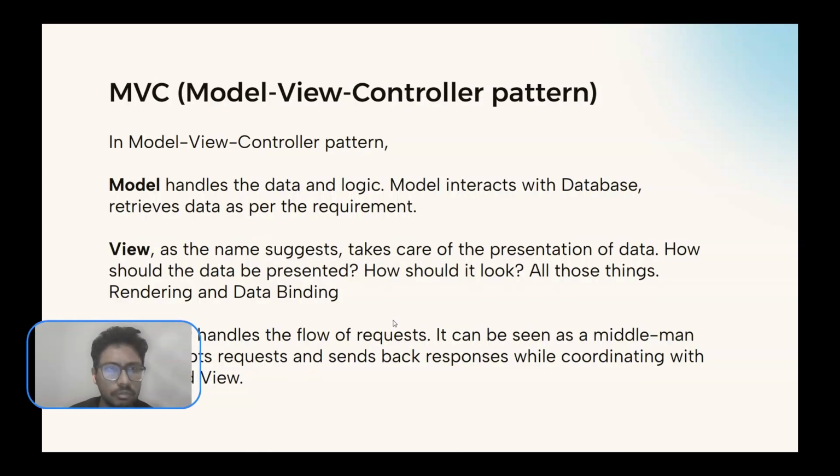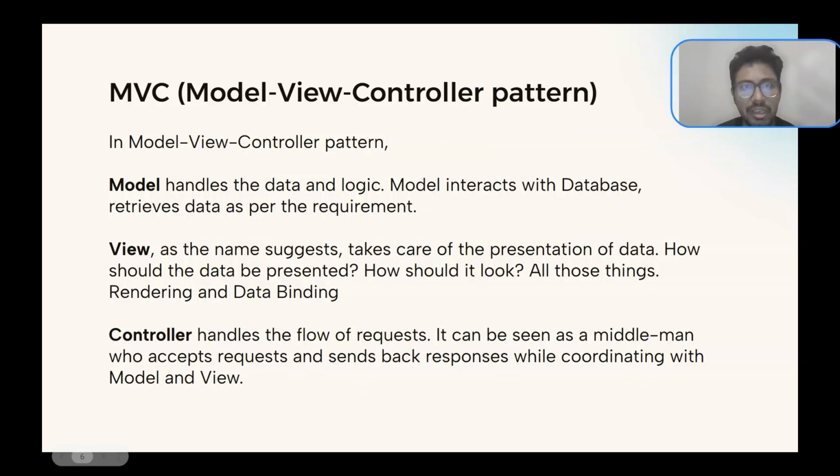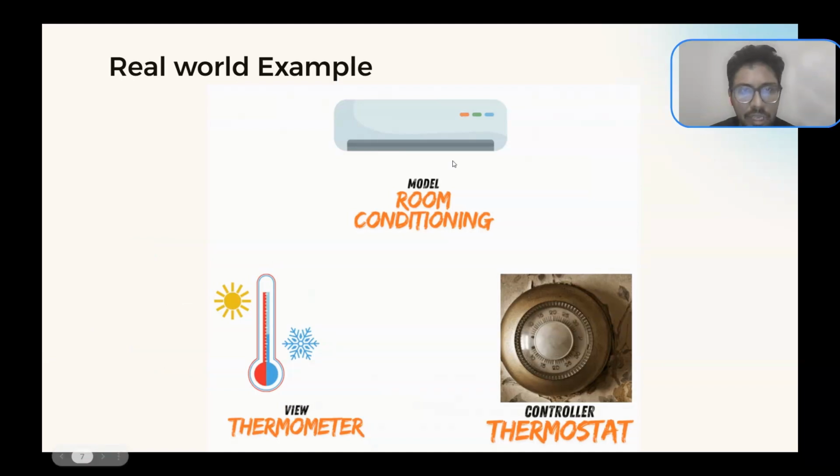To summarize, model handles data and logic. Model interacts with the database, retrieves data as per requirement. View, as the name suggests, takes care of the presentation of data. How should the data be presented? How should it look? All these things. And controller handles the flow of requests, and can be seen as a middleman who accepts requests, sends back responses while coordinating with the model and view.